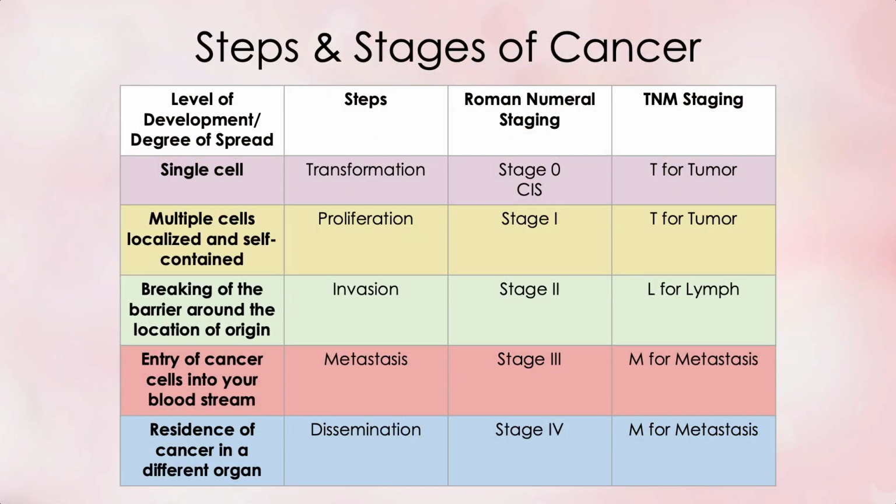Me and my charts. This chart is simple. In the first column, you have the level of development or degree of spread. In the second column, you see the 5 steps that I delineated for the progress of the cancer. In the third column, you see the Roman numeral staging system. And in the fourth column, you see the tumor node metastasis staging system.